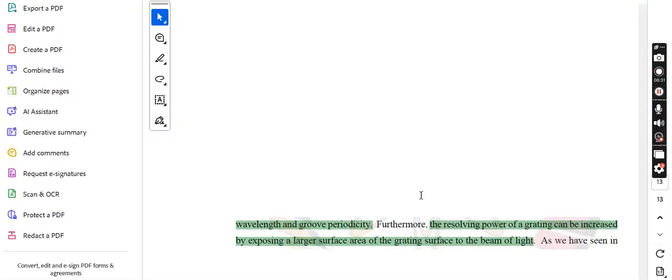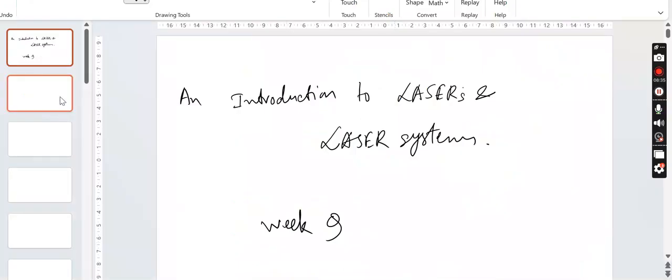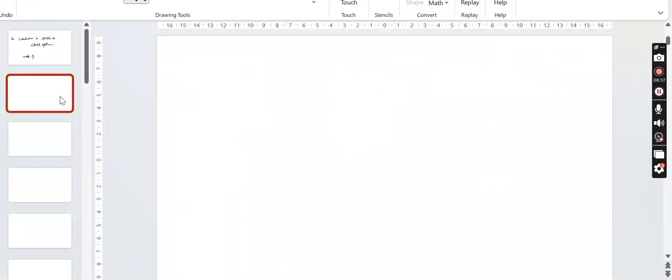So today we'll discuss the other methods of how the carbon dioxide laser is used at higher pressure, and how we can get more energy from this carbon dioxide laser.